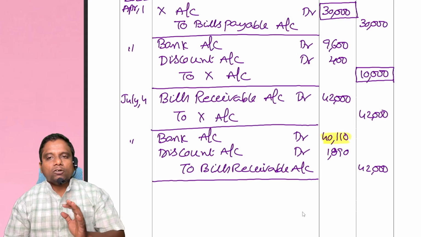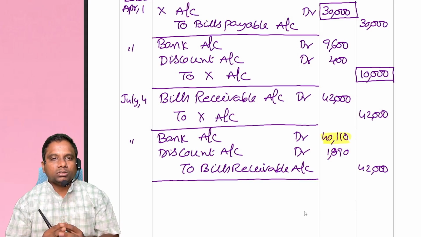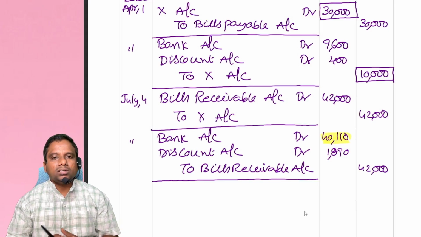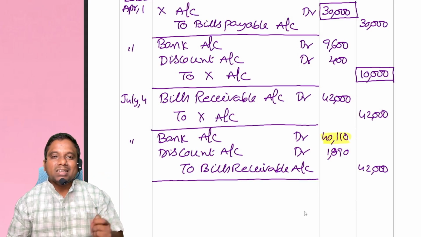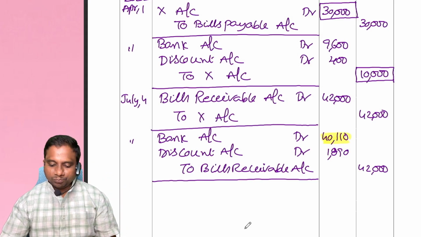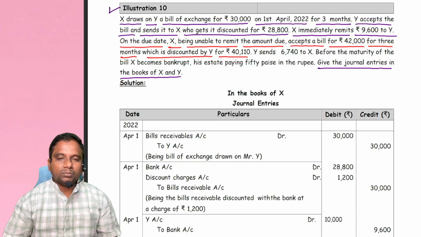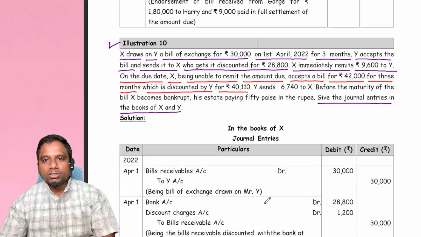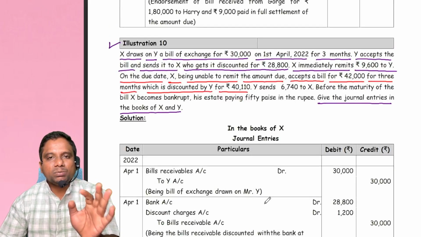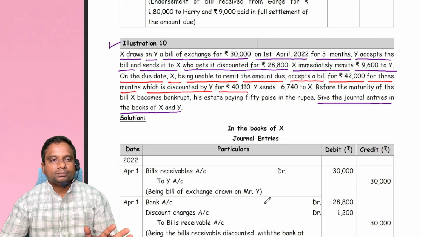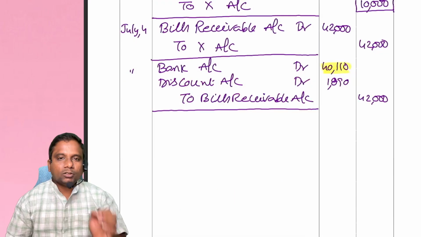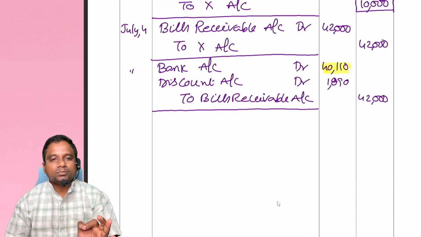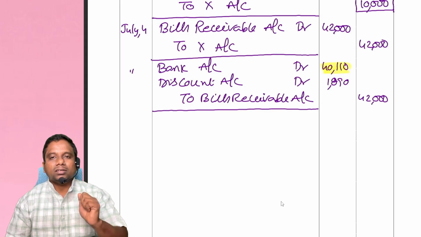How much amount do we have? 40,110. Out of this proceeds, first we honor the bill. What is the previous bill? It is for 30,000. It is an implied transaction. Observe. In the entire question, they did not say whether the first bill is honored or not. So it is nothing but an implied transaction. Out of the proceeds of the second bill, first Y will honor the first bill.